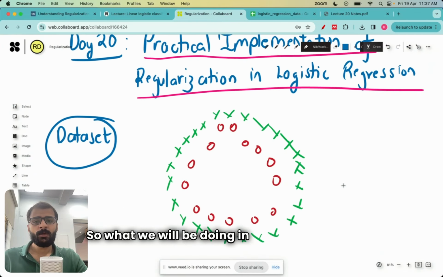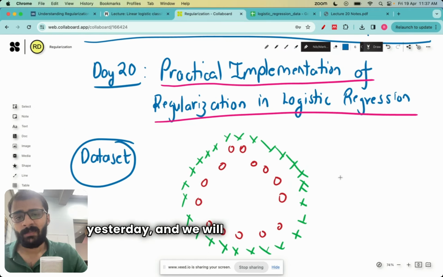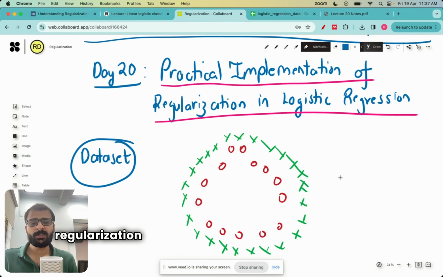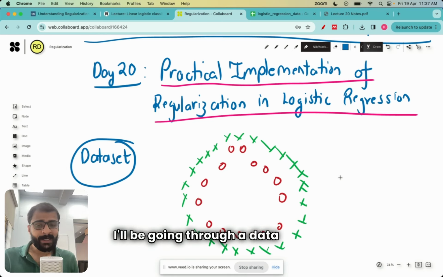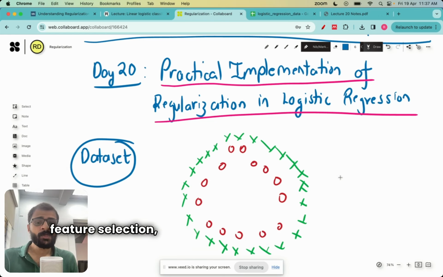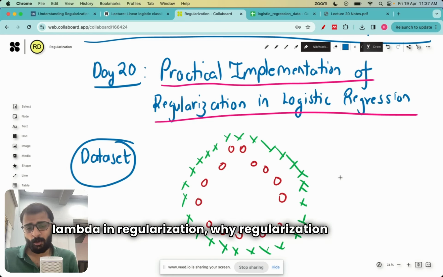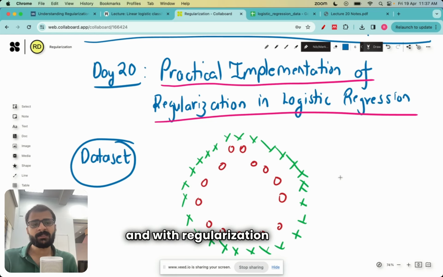So, what we will be doing in today's lecture is that we'll be taking the concepts which we learned yesterday and we will be having a practical implementation of regularization with a complex data set in Python itself. So this is the hands-on tutorial where I'll be going through a data set, and through this process you will also learn about feature selection, feature representation, and the choice of lambda in regularization, why regularization is needed, etc. We will compare without regularization and with regularization as well.